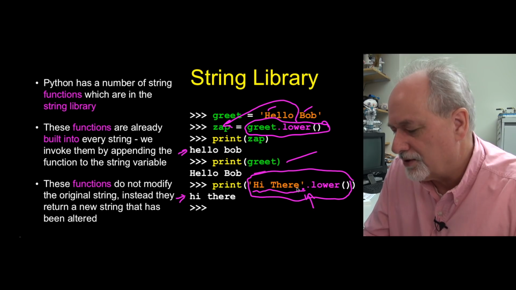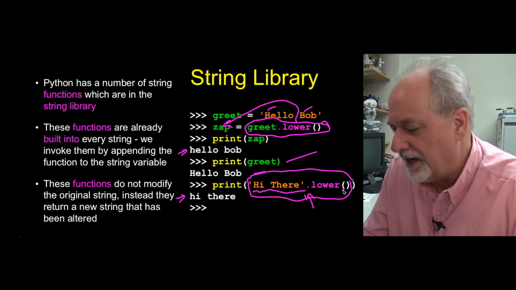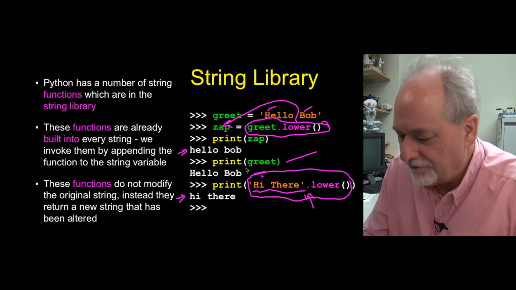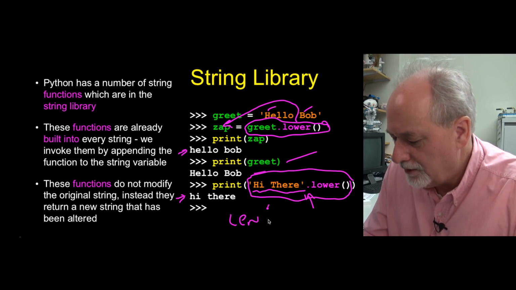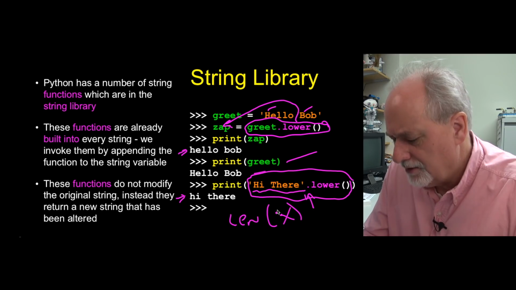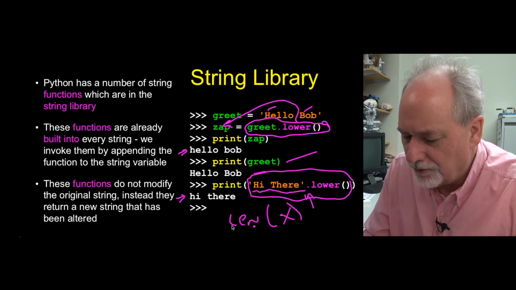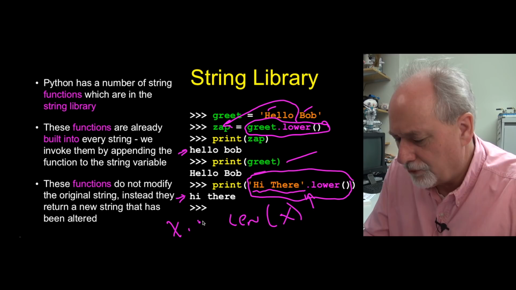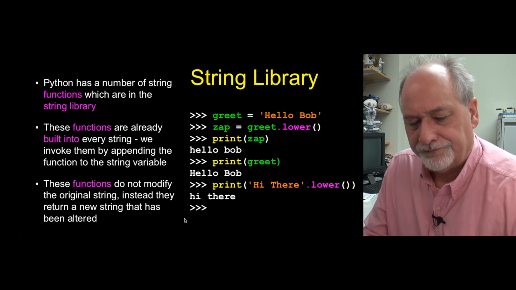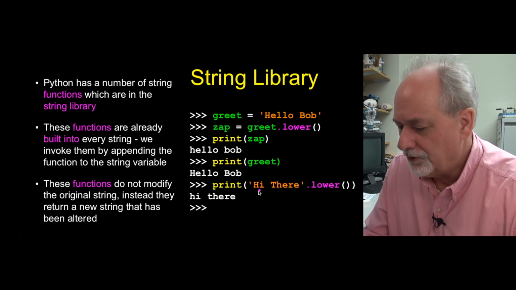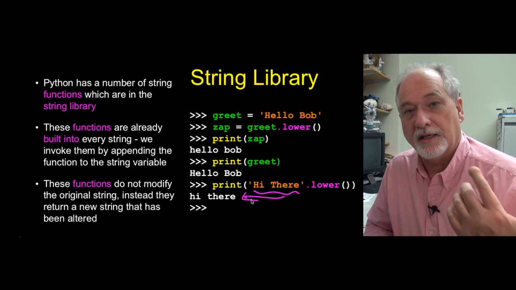It's a function call where you say the thing dot the function name rather than function name with the thing passed in as a parameter. Like len, for example, is non-object oriented. You know, len of x, that's non-object oriented. Object oriented would be x dot something, parenthesis. But constants are objects as well, and taking the lower gives us back lowercase hi there.